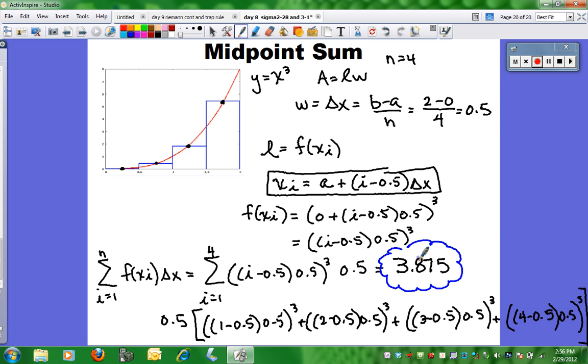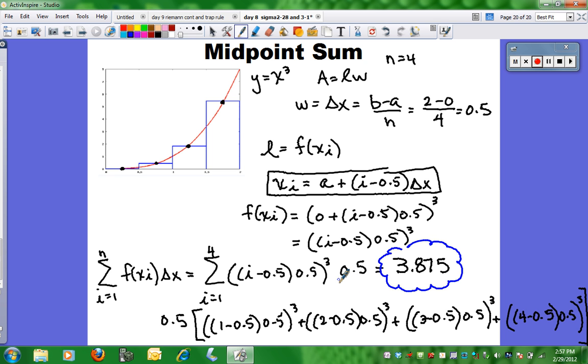Now, of the 3 approximations we did, and if you watched all the videos, you will know, with our left endpoint, which was our lower sum, we got 2.25. Our right endpoint sum, which was our upper sum, we got 6.25. And then we have this nice midpoint sum of 3.875. What do you think? You would be correct in assuming that this is the best approximation of them all.